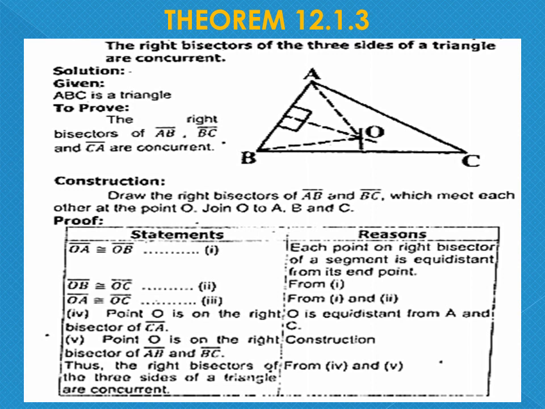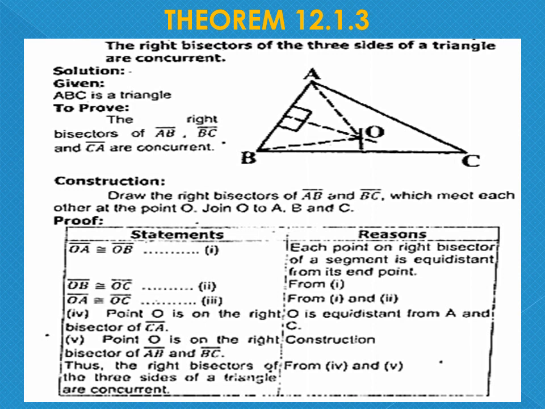We are going to draw the right bisectors of AB and BC, which meet each other at point O. In the figure, dotted lines can be seen: we draw the bisectors of sides AB and BC, which meet each other at point O. Join O to vertices A, B and C. Then the required figure is in front of you.